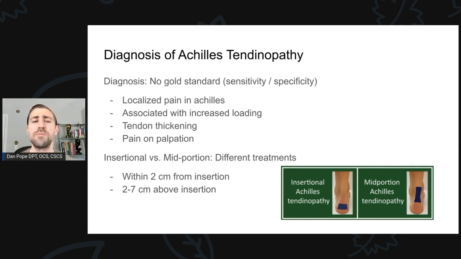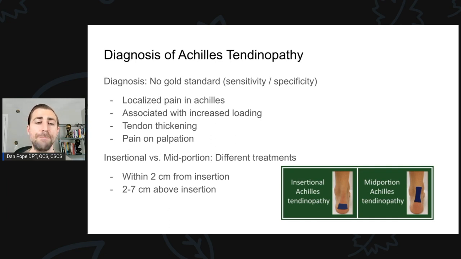The other piece to think about is that we can have an insertional Achilles tendinopathy. We can have a mid-portion Achilles tendinopathy. And what that means is that an insertional Achilles tendinopathy is closer to the insertion where the tendon attaches to the calcaneus, right? And insertional is defined as within 2 centimeters from the insertion of the tendon, right? So basically right on the back of the heel. And a mid-portion Achilles tendinopathy is going to be 2 to 7 centimeters above the insertion of the tendon, right.